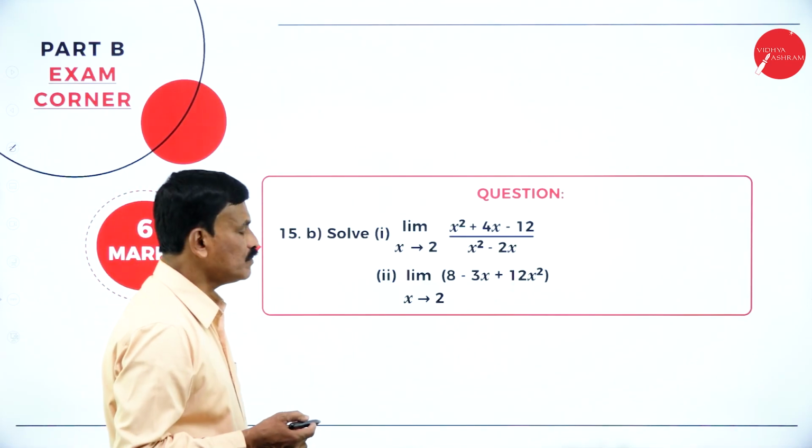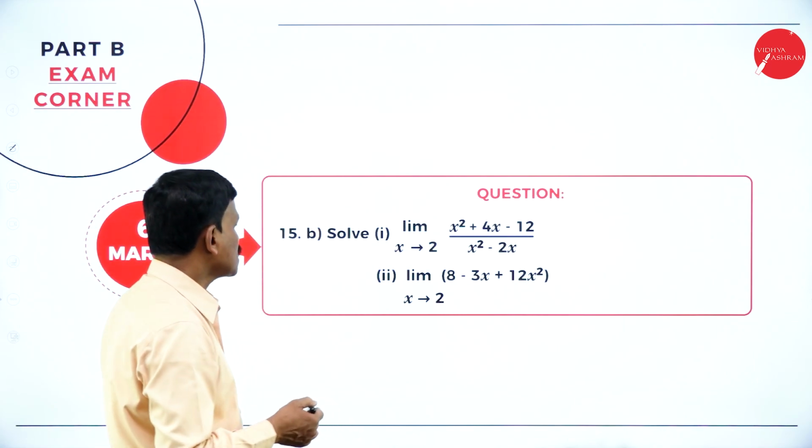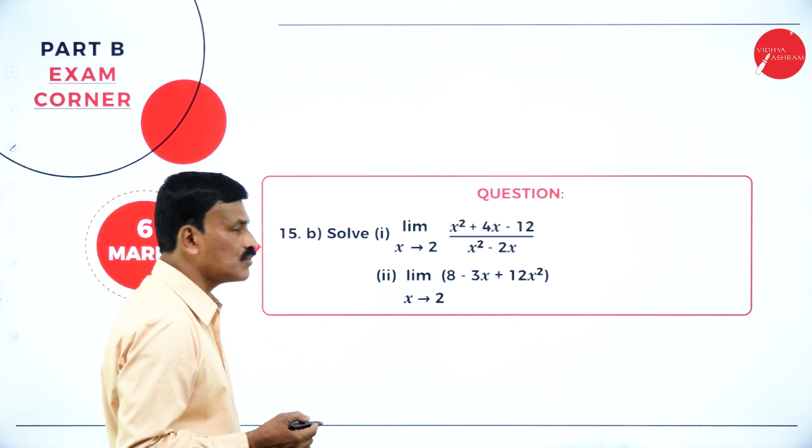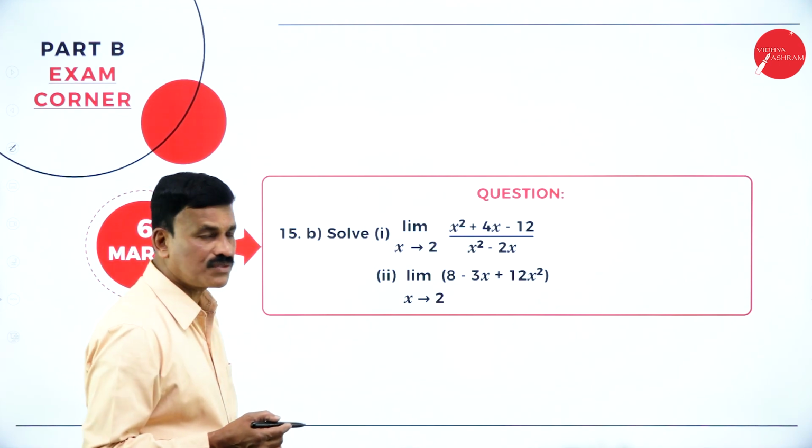What is the next problem? This is from limits. Evaluate the limit as x tends to 2 of x square plus 4x minus 12 divided by x square minus 2x. 4 marks for the first one.